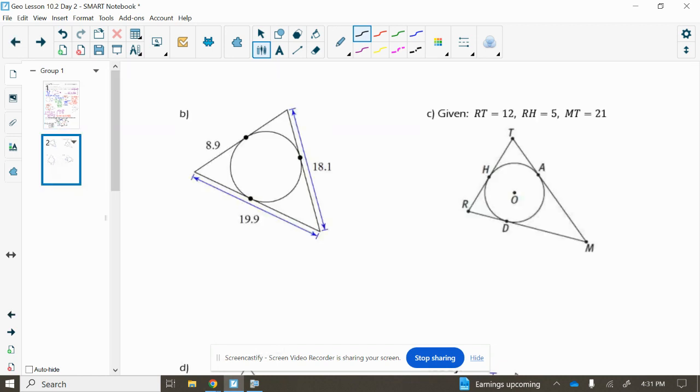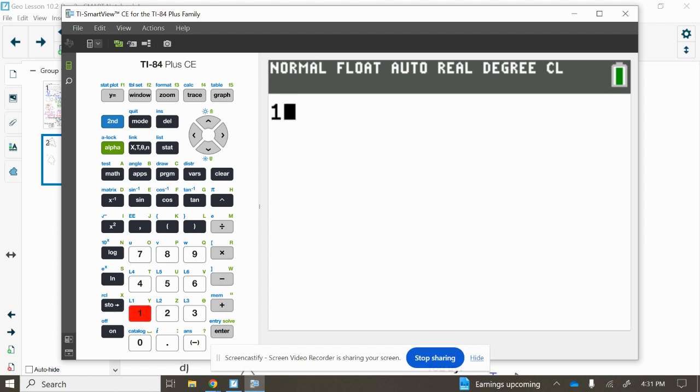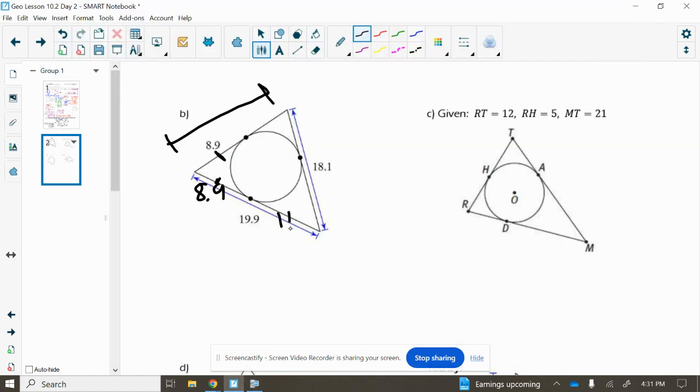On the back side, we have another example here. Notice they did a little bit of the labeling for us, and again, we want the perimeter of the figure. So we know 2 out of the 3 sides. We need to find this third side over here. And we can start by saying, okay, I know that if that little segment's 8.9, so is this little segment. Well, if my big side is 19.9, I can subtract away the 8.9, and I know that this piece here would be 11.